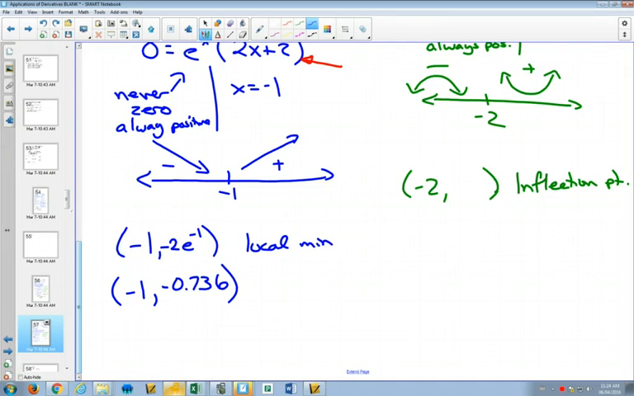Same thing when you plug in -2 into your original equation. If you didn't have a calculator, the best you could do is -2e to the -2. If you plug that into your calculator, you get -0.271.